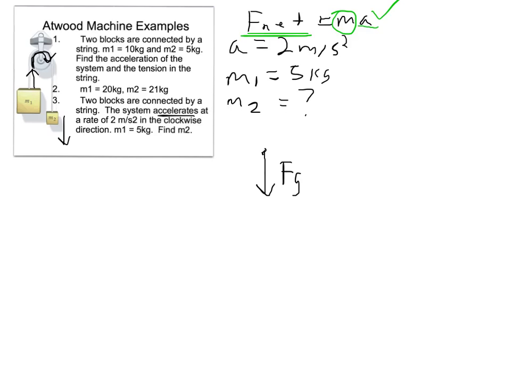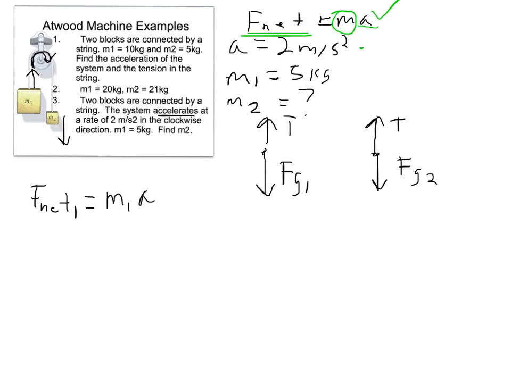Mass 1 has its weight on it, and it has a tension. That tension will be the same as the one that's on mass 2, and mass 2 will have its own weight. I also know that this acceleration up here, a equals 2 meters per second squared, is for both blocks. This is a net force problem, so let's look at the net forces on box 1. Net forces on box 1 will equal mass 1 times acceleration. I already happen to know mass 1, so later I can plug that in. The forces on mass 1 are tension pointed upward, so it's positive, and gravity pointing down, so it's negative. Tension minus Fg1 is equal to mass 1 times acceleration.